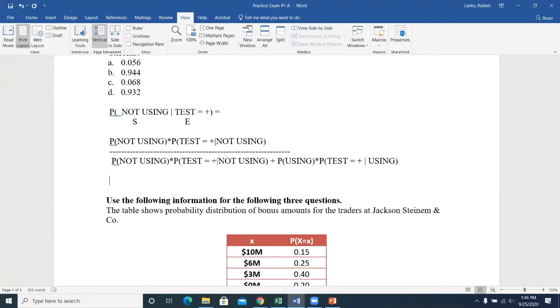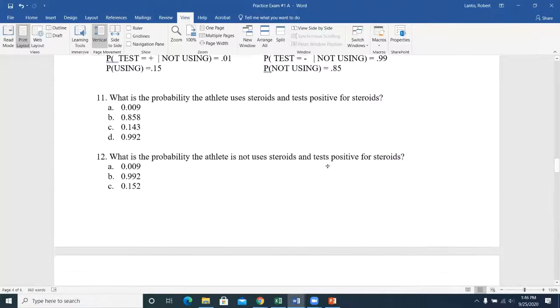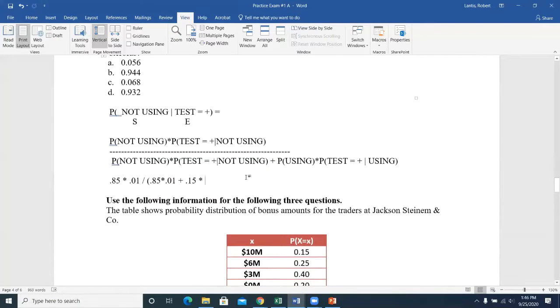So I think if we plug in the numbers in here, it'd be what, 0.85 times 0.01 divided by 0.85 times 0.01, and then we added to that. The probability of using was what, 0.15 times the probability that the test comes back positive. Was that 80%? Or am I remembering? 95%. Different example. Okay. So that's how you would do a Bayes theorem problem. Right?